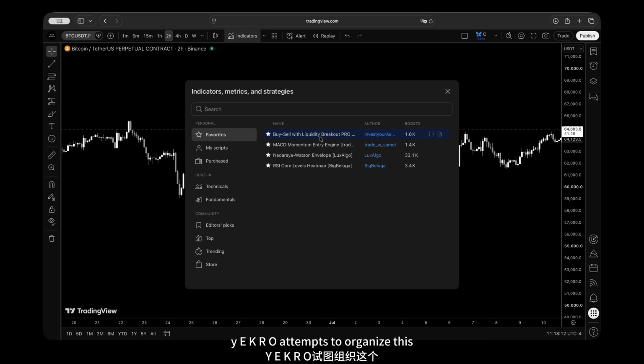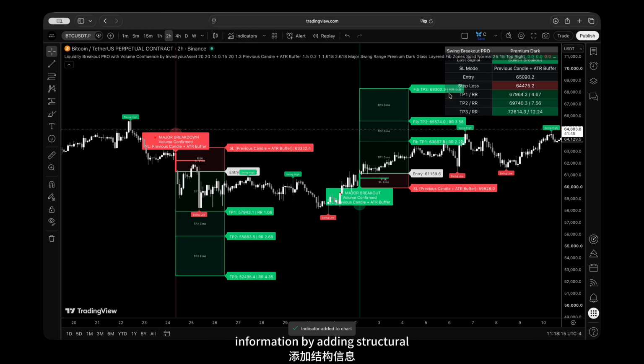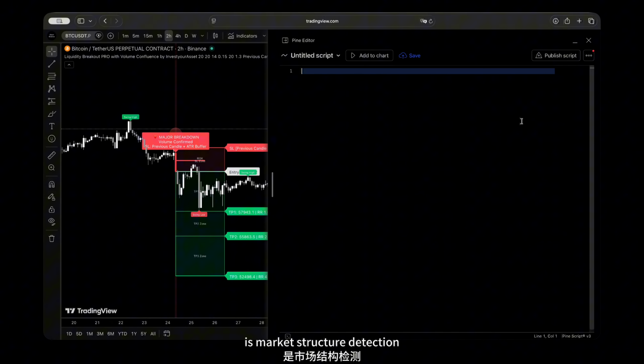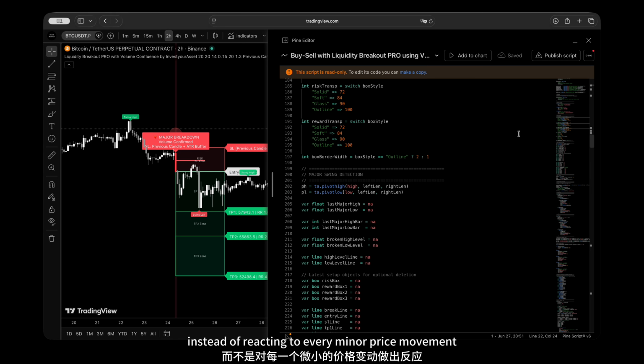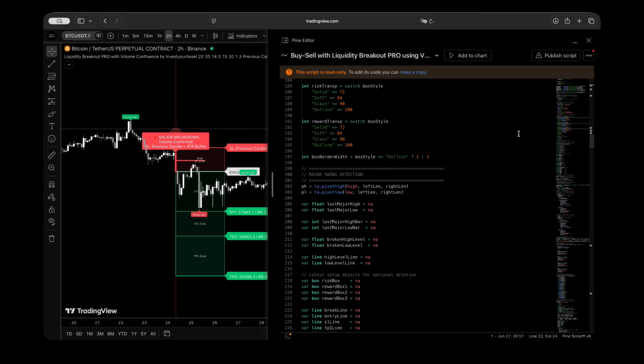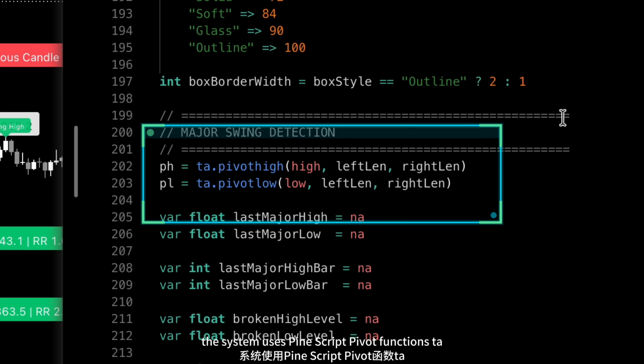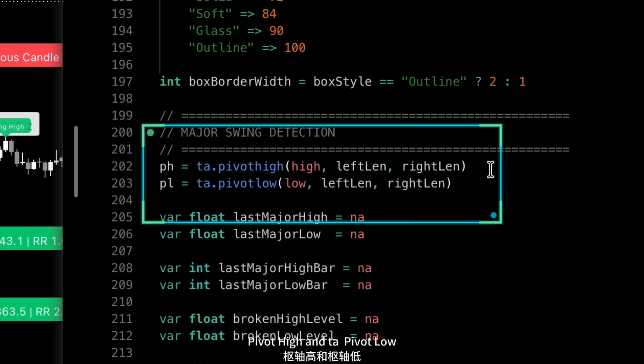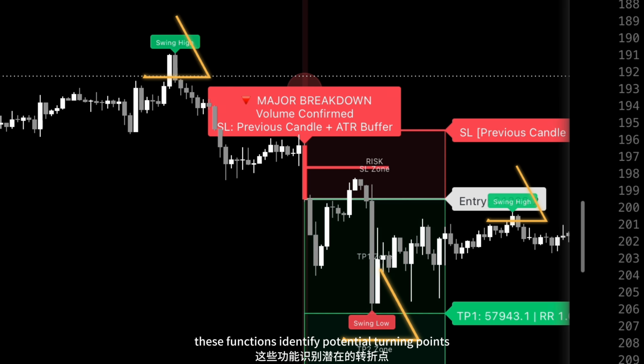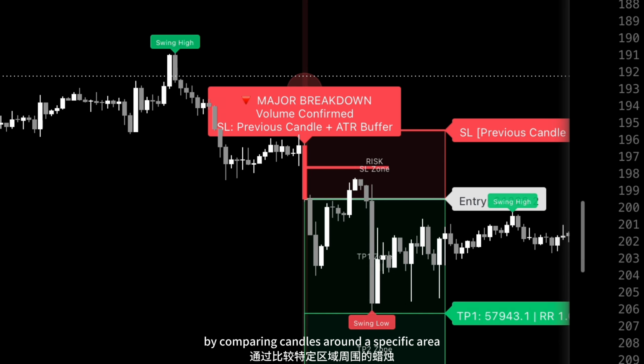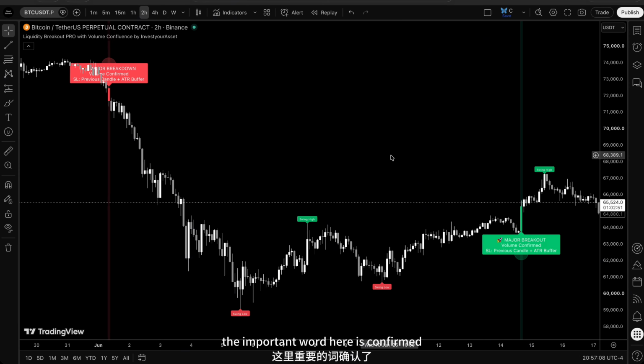Liquidity Breakout PRO attempts to organize this information by adding structural confirmation before creating a breakout setup. The first layer of this indicator is market structure detection. Instead of reacting to every minor price movement, the script focuses on confirmed swing points. Inside the code, the system uses Pine Script pivot functions, ta.pivothigh and ta.pivotlow. These functions identify potential turning points by comparing candles around a specific area. The important word here is confirmed.